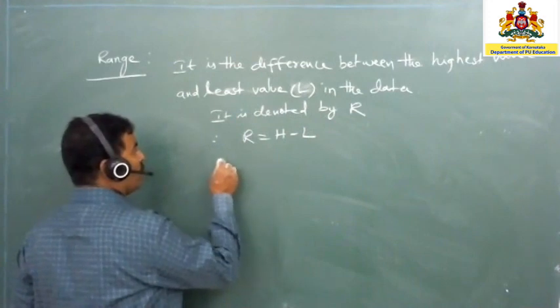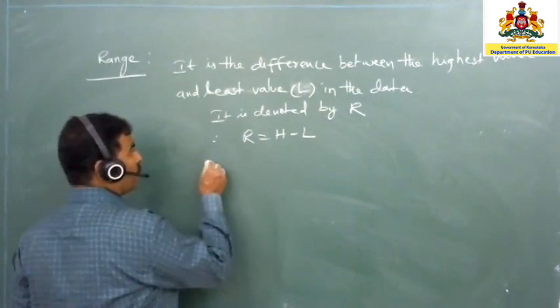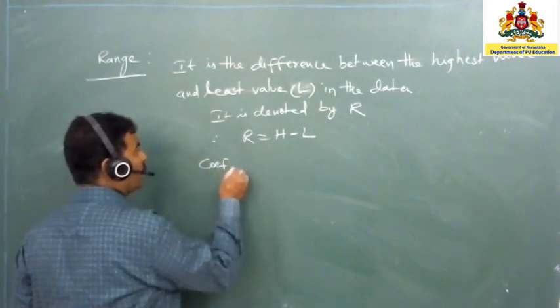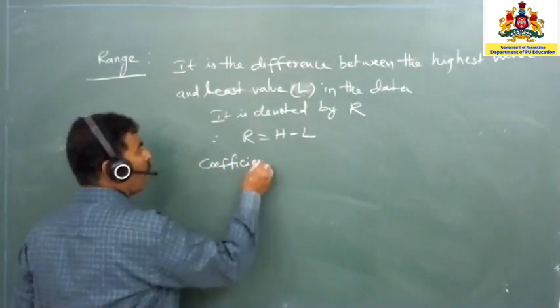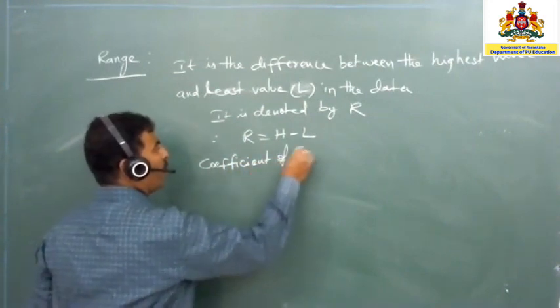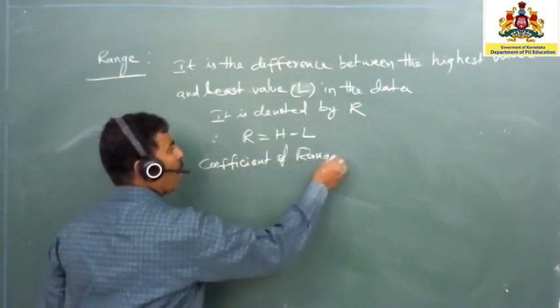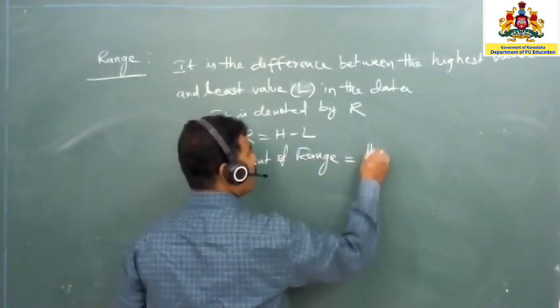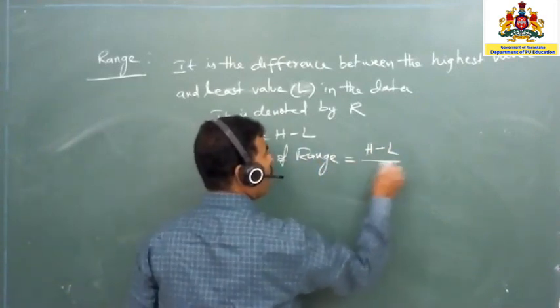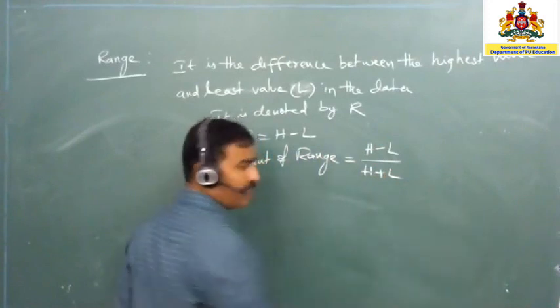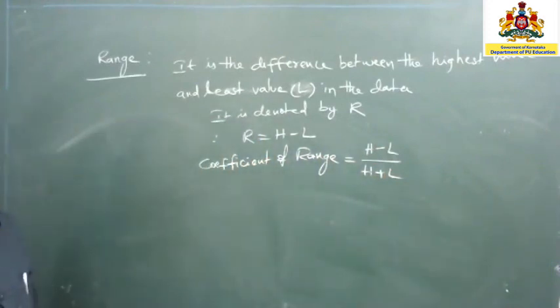Then coefficient of range. Coefficient of range is (H minus L) by (H plus L). So it is a pure number, it does not contain units.